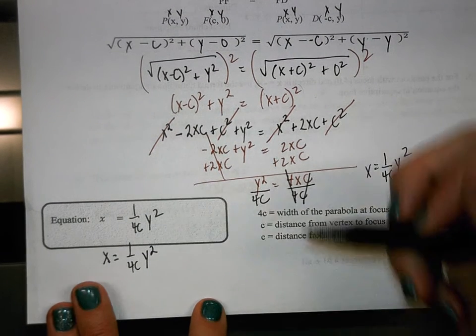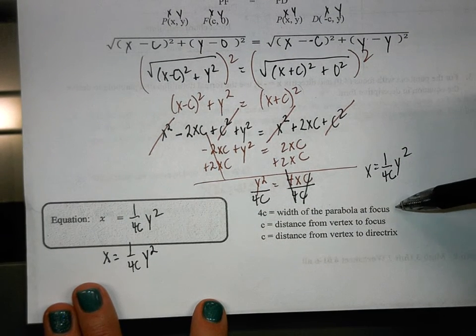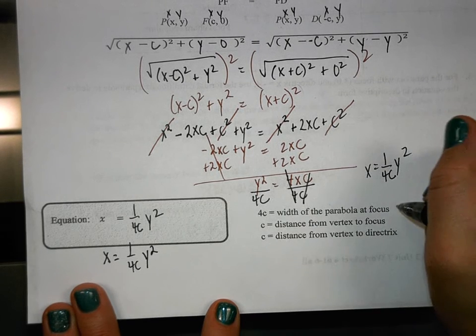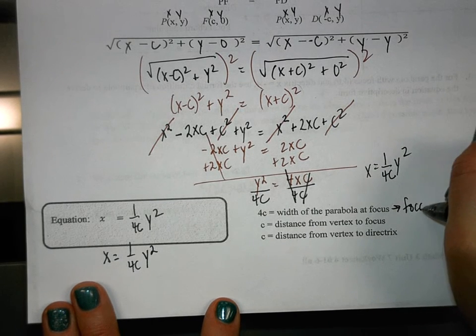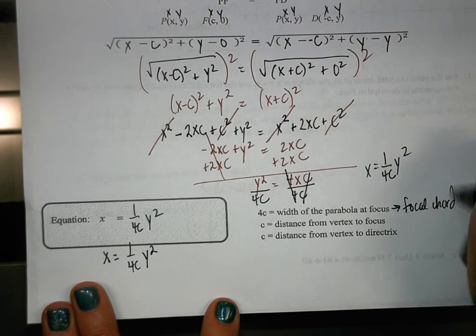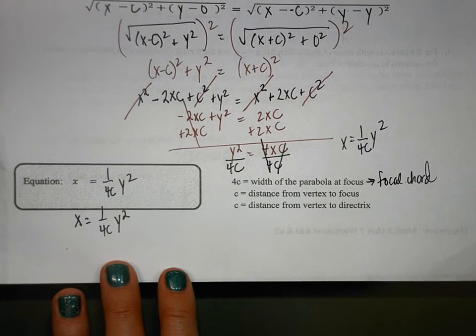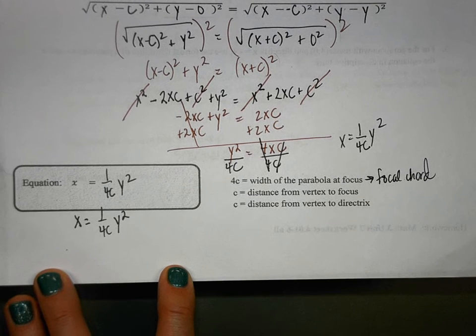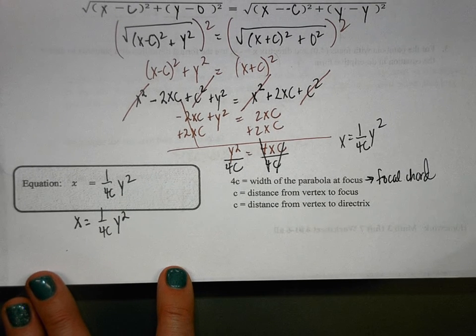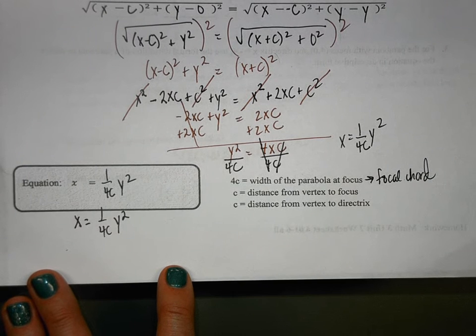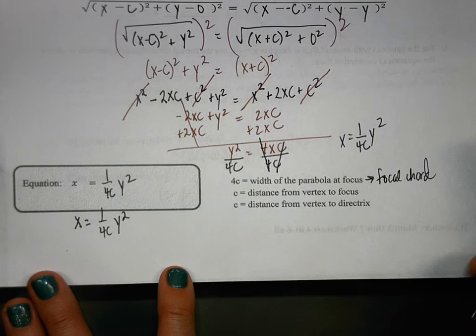Okay, so remember that 4c is the width of the parabola at the focus. So that right there is your focal chord. Okay, so it's going through the focus to each side of the parabola. That equals 4c. And then remember, c is the distance from the vertex to the focus, and also from the vertex to the directrix. Okay, questions before we move on? We're okay? All right, so let's do a couple examples here.